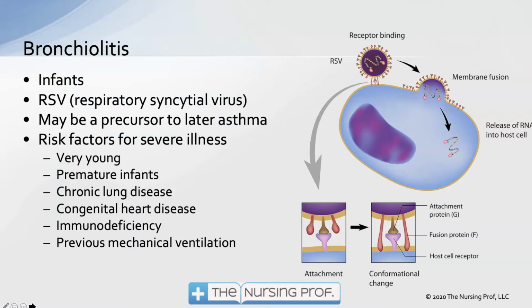So bronchiolitis is a respiratory condition that happens typically in infants, and it's usually caused by RSV. This may be a precursor to later asthma, so that's something that we want to keep in mind because this may be something that we'll have to pay attention to later on. Risk factors for severe illness include the very young, immature or premature infants, chronic lung disease, congenital heart disease. Again, these are going to be sick kids to begin with, and then they get the RSV and end up with bronchiolitis.